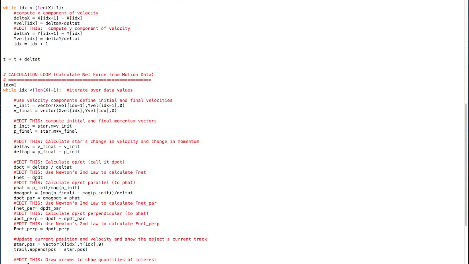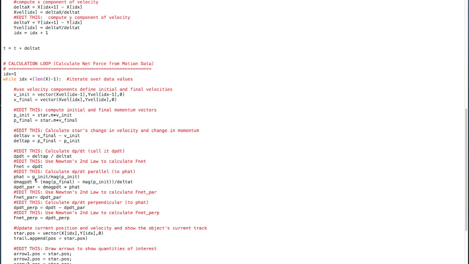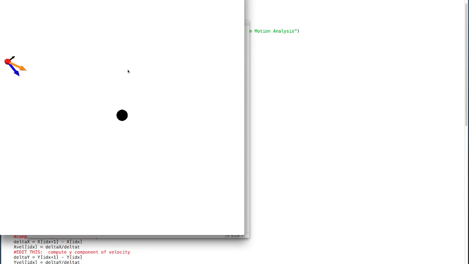From Newton's second law, we get that Fnet equals dp over dt. Using this fundamental principle, we can decompose Fnet into Fnet parallel and Fnet perpendicular. Our model shows an elliptical orbit with the blue arrow representing Fnet perpendicular, the black arrow representing Fnet parallel, and the orange arrow representing Fnet.